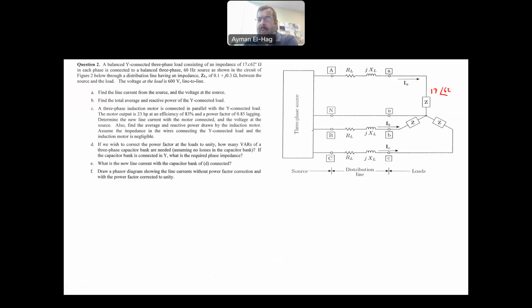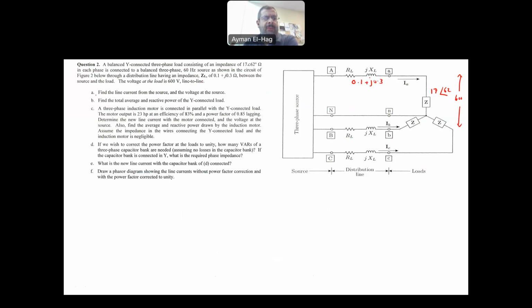So the supply is also in Y connection because it's a four-wire system, as you can see here, and the source is receiving the neutral, so it is a Y-connected supply as well. Between the two, we have here an impedance, ZL, equal to 0.1 plus j0.3. Now, the voltage at the load, the line to line, is 600 volts. So the voltage between the lines here is 600 volts.